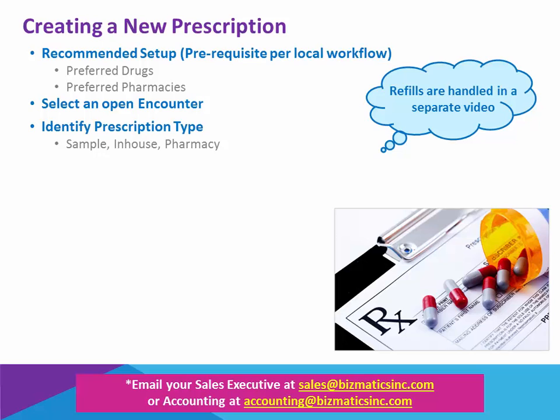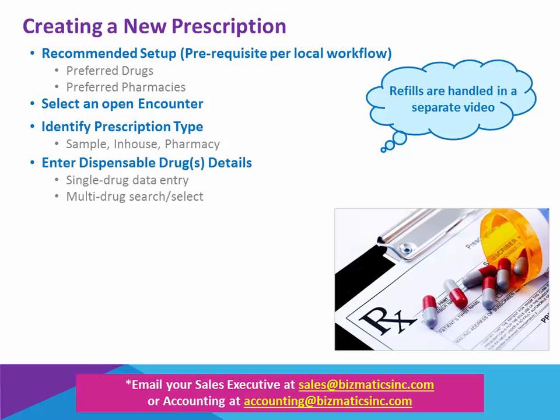And then on the prescription screen, you first identify the prescription type, meaning is it going to be a sample, an in-house dispensed drug, or one that you actually send the patient to the pharmacy. Then you have two options for entering your dispensable drug details. There is a direct drug data entry for one drug at a time, or a multiple drug search and select option. Within the course of any prescription, there is automated eligibility and drug formulary based on meaningful use requirements.